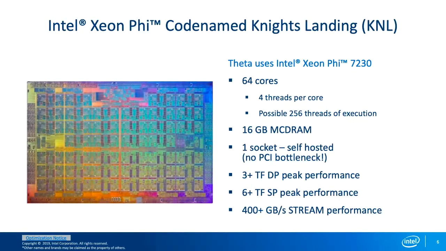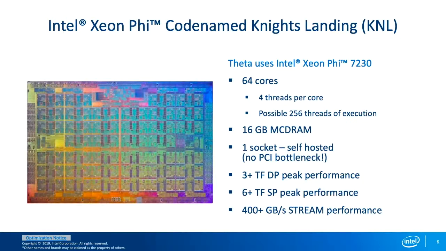You don't have issues with remote memory access from one socket to another, as you might have in other systems. And you don't have that PCIe bottleneck that is related to the previous generation of Xeon Phi. There was a breakout card on PCIe. That's not a problem with Knights Landing. Overall performance is up to 3 teraflops of double precision. As usual, that's going to be extremely hard to get. That's actually a theoretical peak. You'll be hard-pressed to get close to that.